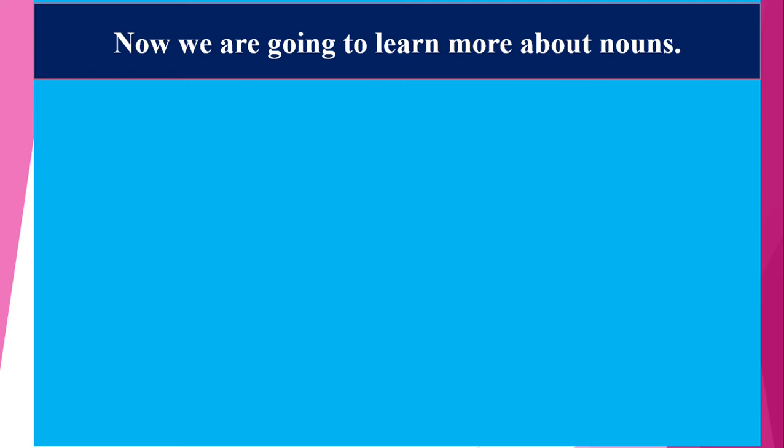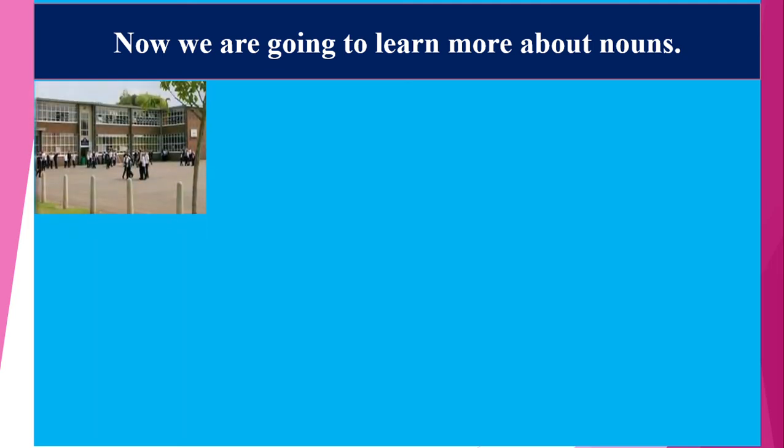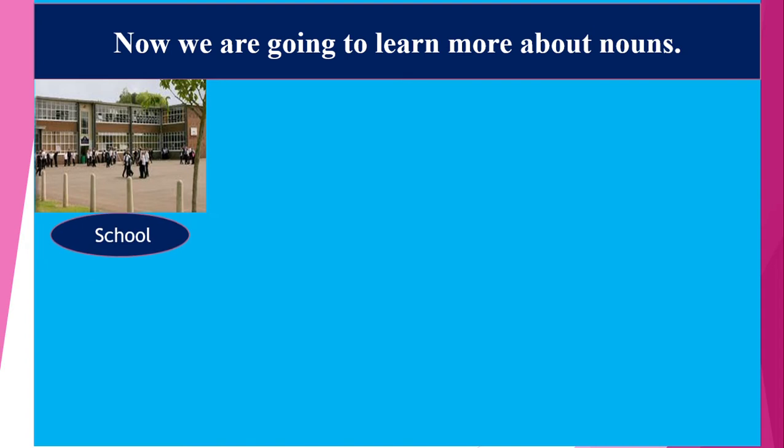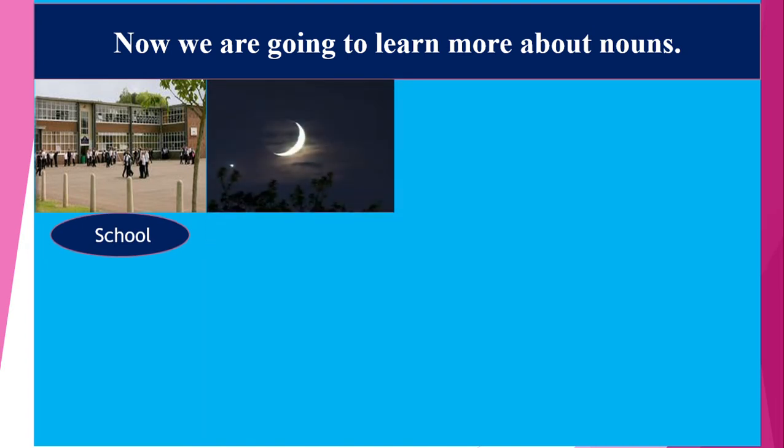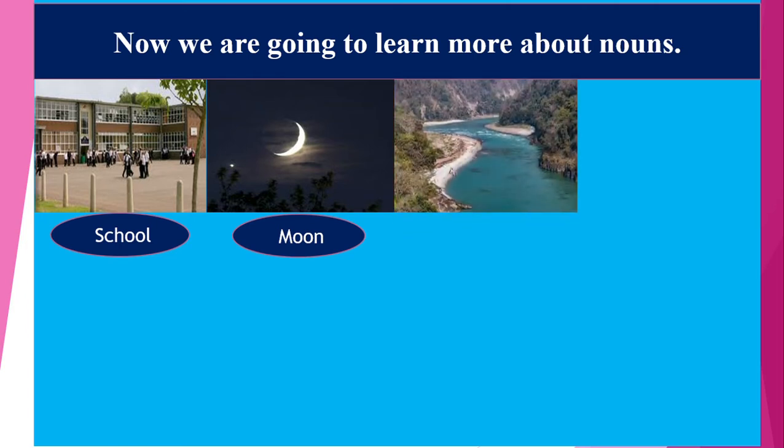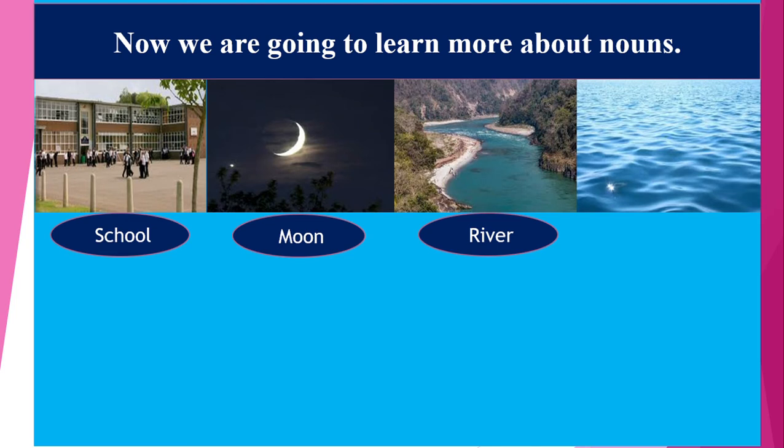Now we are going to learn more about nouns. You see here, this is a picture of what? You just tell me. Yes, it's a picture of a school. And this one is the moon. And this is the picture of a river. And this one, water.